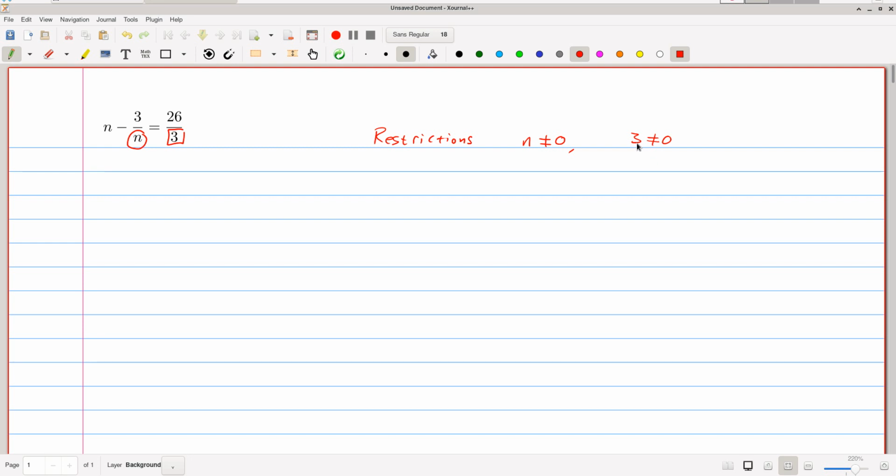Now, the number 3, no matter what, is not equal to 0. So this really isn't telling us anything. So our only restriction is that n can't be 0. Next, we go on to the solving part.